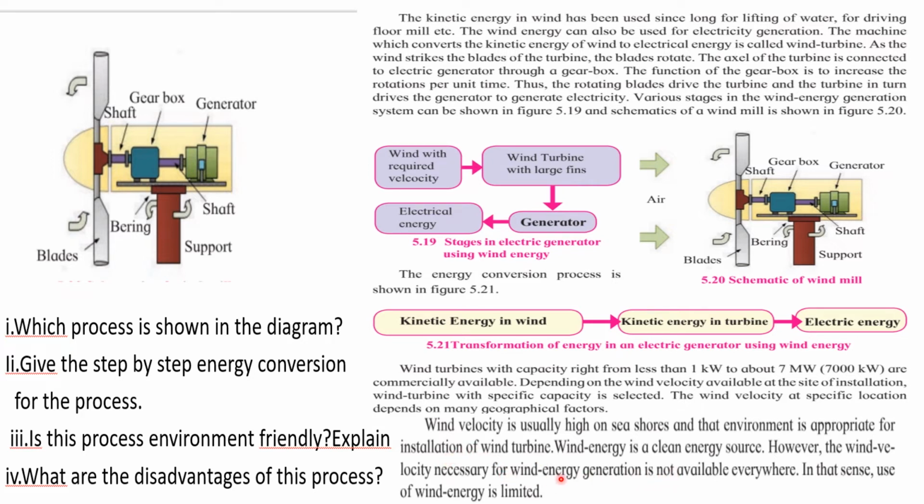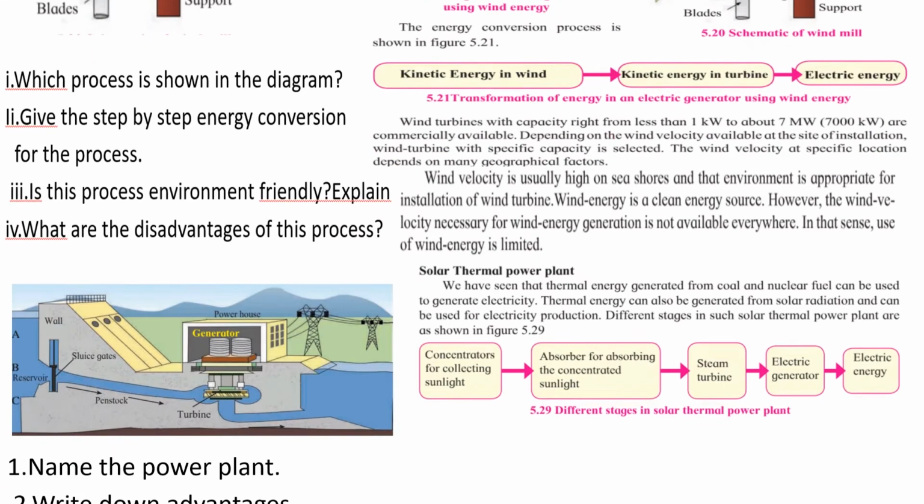Here, see, the wind energy is generated. The wind velocity necessary for wind energy generation is not available everywhere. So in that case, the use of wind energy is very limited. The wind velocity is usually high on the seashore, and the environment is appropriate for the installation of the wind turbine. So we have to find out the places where we can install the windmill. So it is very difficult to find such places.